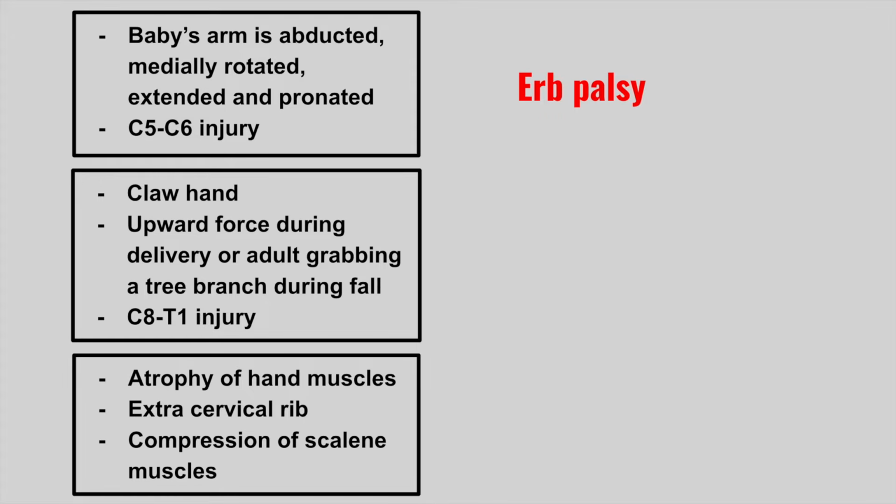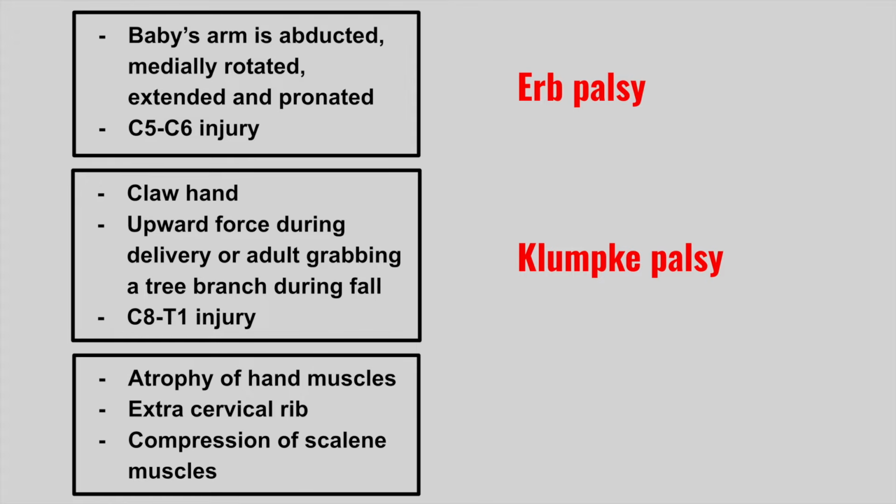Next, someone's going to develop a claw hand after upward pull during childbirth or an adult grabbing a tree branch during a fall. And this is due to a C8 to T1 injury. And this is called Klumpke's palsy. And this is associated with a lower trunk injury versus Erb's palsy is an upper trunk injury.